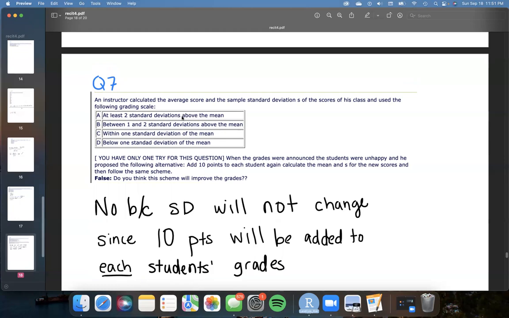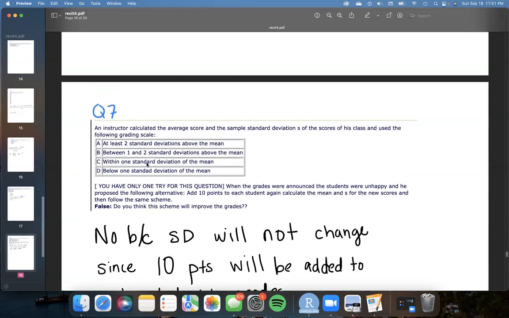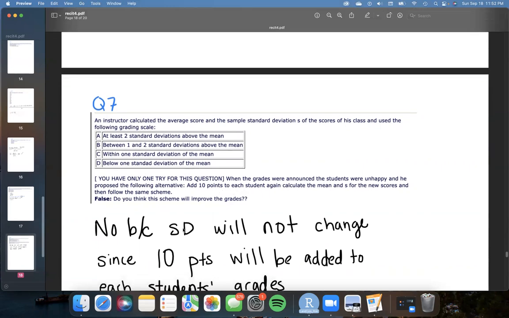However, if the grades were determined not based off the standard deviation, but just on the mean, then things might improve, since the mean would increase in that situation, depending on what the new grading scale would be. But with this grading scale, the standard deviation will not change, so the grades will not improve. They'll actually stay the same.